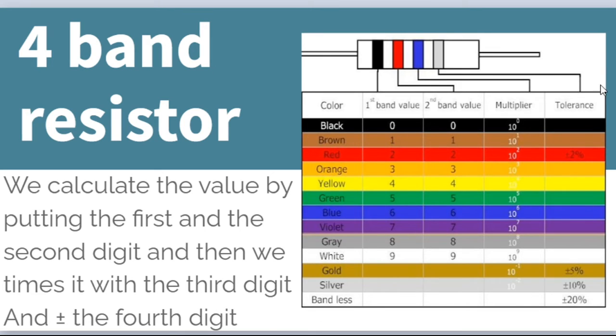By the way, the tolerance is the fault percentage, because the value of the resistance of the resistor is not very accurate. So the tolerance is the fault percentage of the value of the resistance of the resistor.